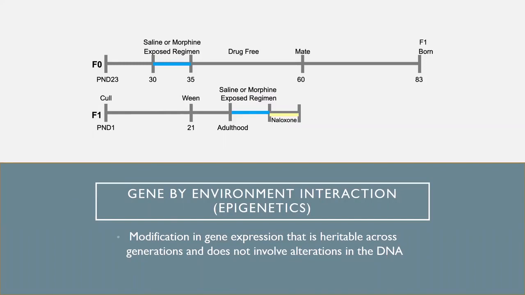So the top bar is actually the maternal generation, and because it's transgenerational, the bottom line is the timeline of the offspring. You can see from the top line that this blue region here is where the mothers were treated with either saline or morphine. Saline is just a water salt solution. It's just a control. And then you can see that for the rest of the mother's lives, they were drug-free. And there was a period of about 25 days before they were mated while they were drug-free.